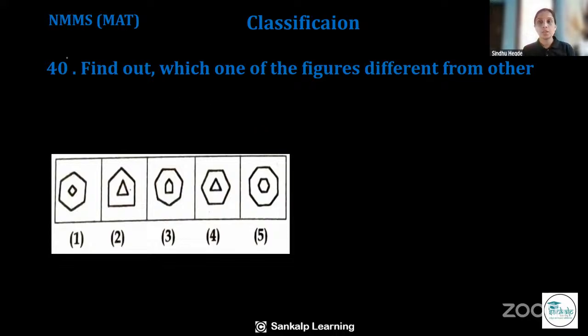Let us see question number 40 of the chapter NMMS Math Classification Non-Verbal. Find out which one of the figures different from other. Here also 5 images are given. Look at these images. All the images contain a different shape of image inside that. Outside is different and inside is different, but still all the images have an outer shape and another one inner shape also. So on the basis of that, we will try to find out the different figure. Let us count the straight line formation for outside.